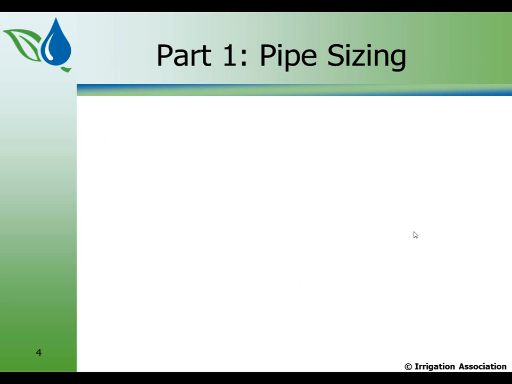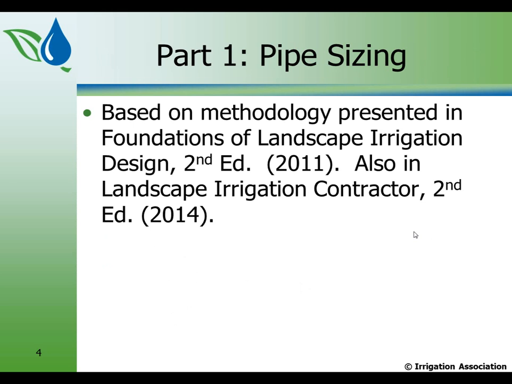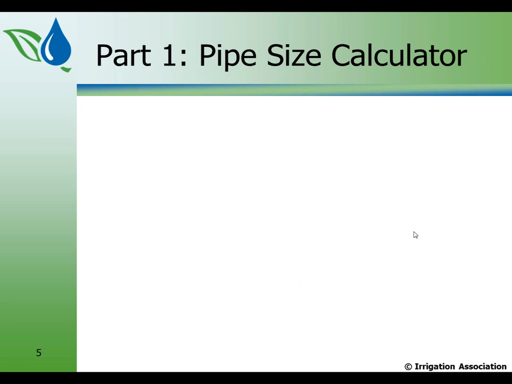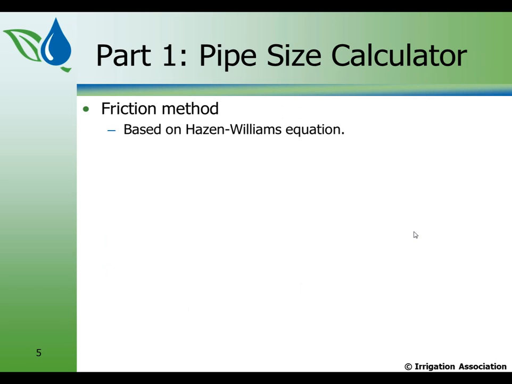So let's launch off here on the pipe sizing part. The pipe sizing is based on methodology that's presented in Foundations of Landscape Irrigation Design 2nd edition. It's also in Landscape Irrigation Contractor 2nd edition. And in those manuals, we talk about the velocity method, the friction factor method, and how to utilize those and when to utilize them.